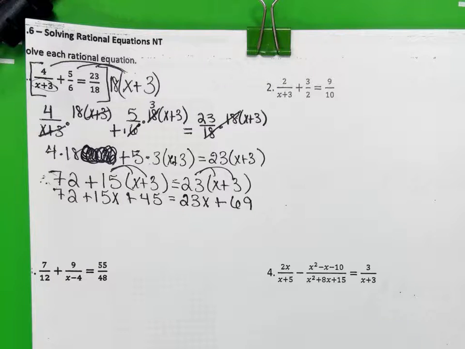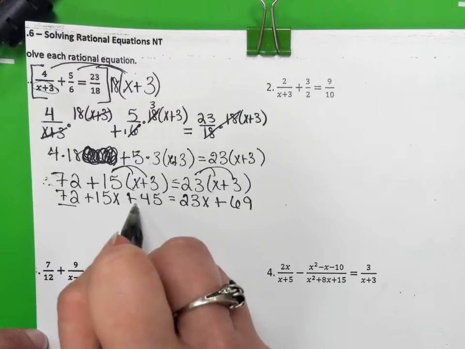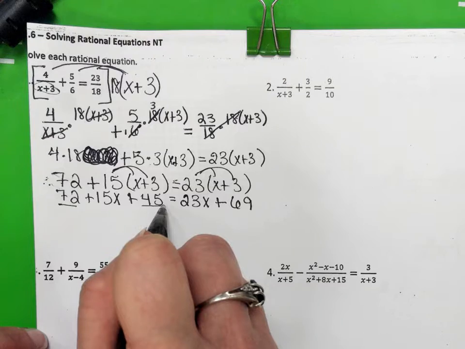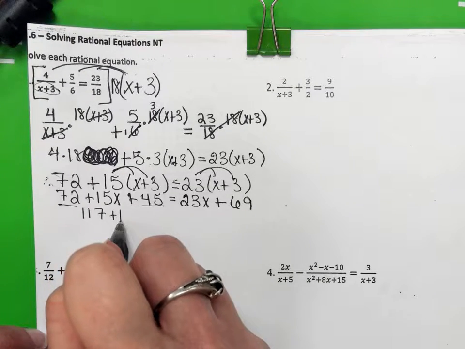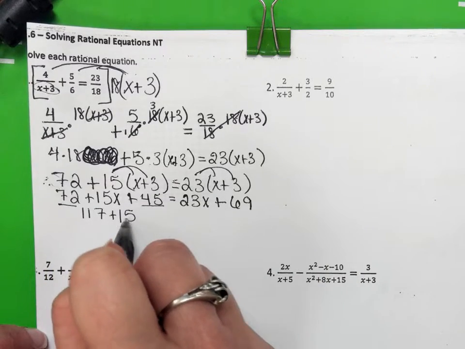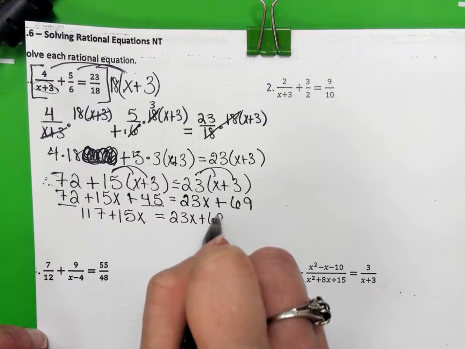All right, you see stuff you can combine? Yeah. What you see? There's a bunch of stuff. The whole numbers. Okay, so 72 and 45? What's 72 plus 45? 117. Very good. And then plus 69. No. You can't. That's on the other side. So then bring down the plus 15x, and then equals 23x plus 69.